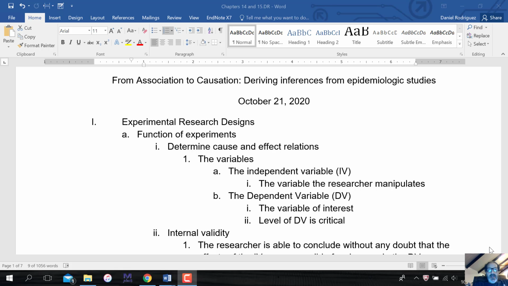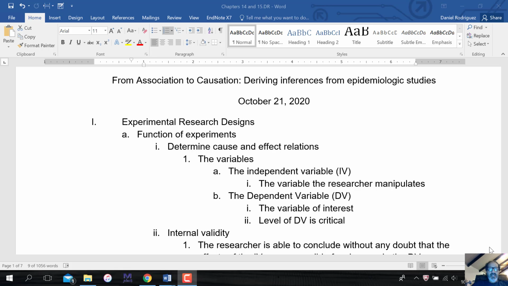Okay, so now I want to talk a little bit about experimental designs and causation. This is an important topic because there's only one way we can determine the true cause and effect relation between a predictor and an outcome variable, and that's through an experimental design. And actually, it's through a randomized controlled experimental design. So that's the ideal. But let's go through this step by step and with a lot of examples.